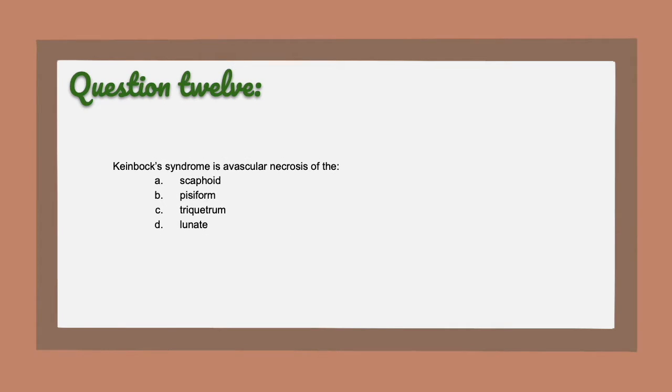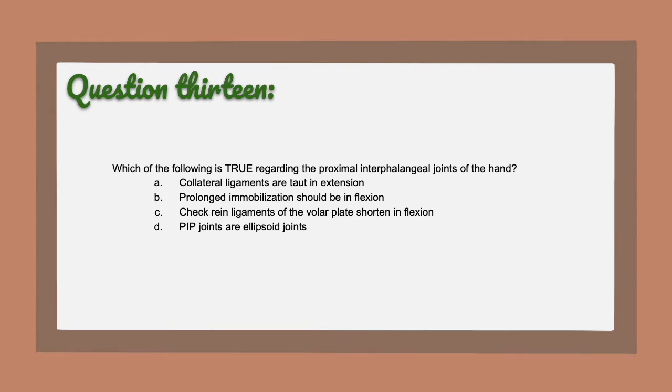Question 12. Kienbock's disease is avascular necrosis of the A, scaphoid, B, pisiform, C, triquetrum, D, lunate. Question 13. Which of the following is true regarding the proximal interphalangeal joints of the hand?